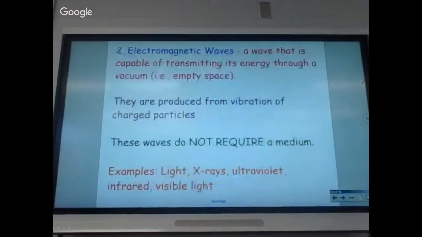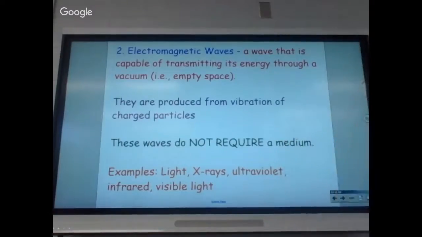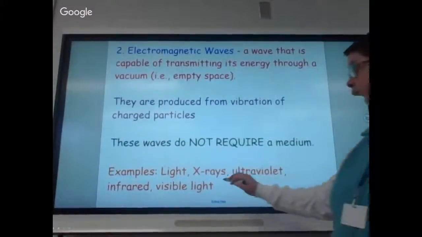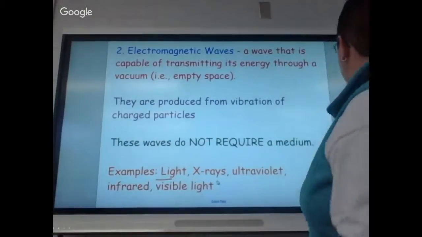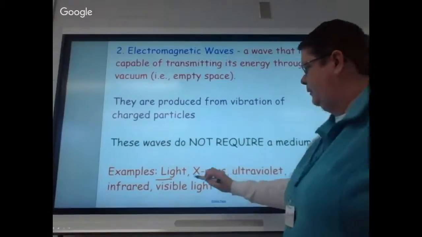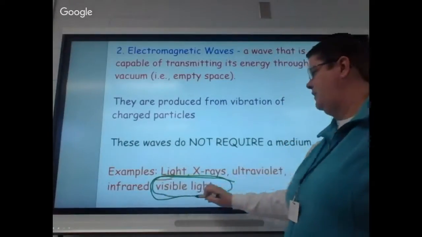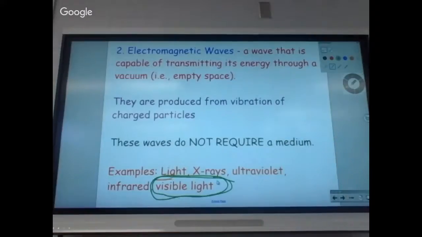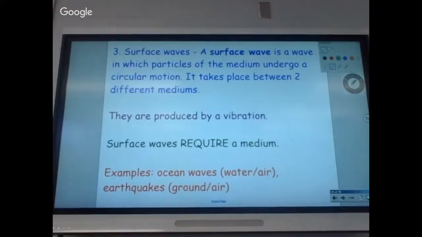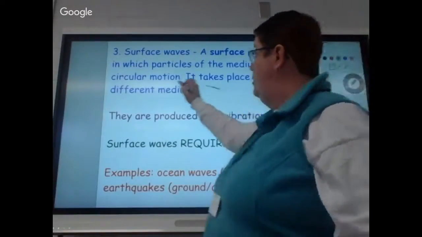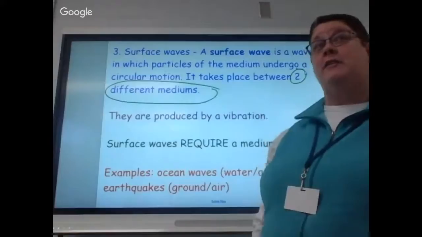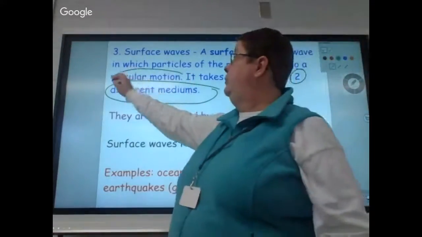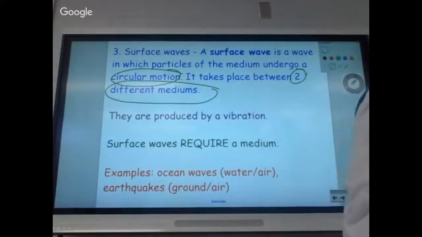Now, what would fit as an electromagnetic wave? What's the biggest electromagnetic wave we use? You're not using any X-rays today. How am I going to put X-rays up here? That's right. I've given you lots of examples of visible light. All right, that's going to fall under electromagnetic waves. Now, to be a surface wave, what did we say you had to look for? It had to have 2 different mediums. You might even see what else going on. Circular motion. Okay?